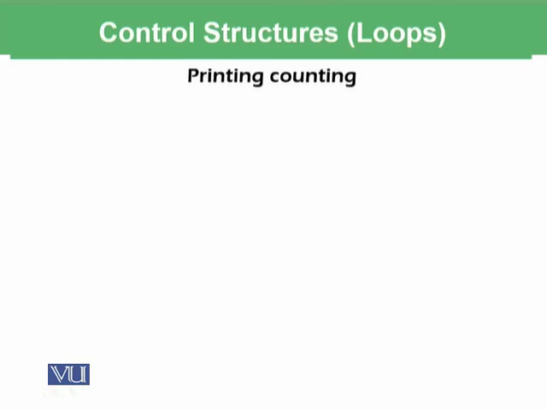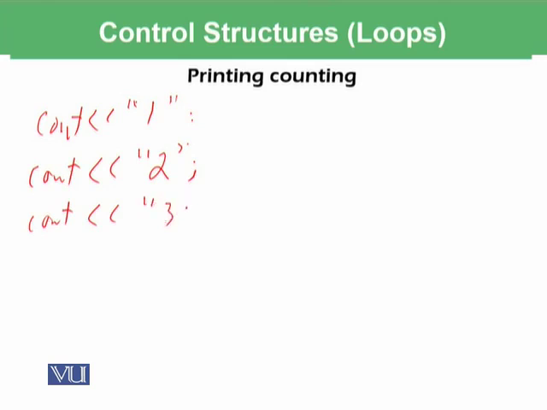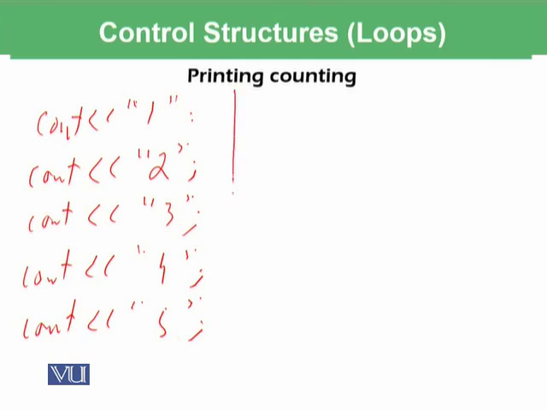One way would be Cout 1, Cout 2, Cout 3, Cout 4, and Cout 5. And you have seen that in all of these 5 instructions we have just written the counting. So let's try to write it using a loop.